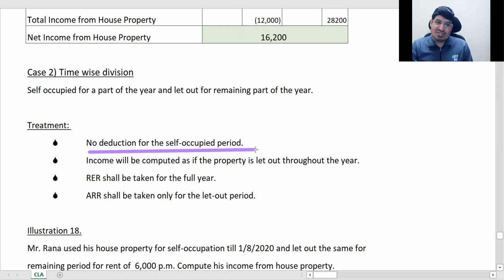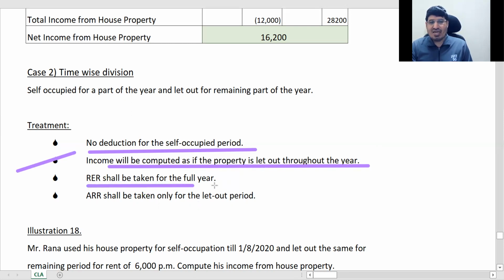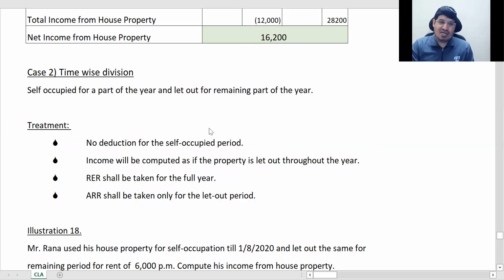Let out. However you compute for a let out property, just do it the same way. Just consider it as let out and do it. We will consider it let out throughout the year. The relevance of this sentence is that the self-occupied part will not be taken as vacancy. Take RER for the full year. So RER you don't have to apportion now. There will be no apportionment of municipal value and fair rent. The whole thing will be considered. ARR only for the let out period. Let's see a problem, then it will be clear. Time-wise division.